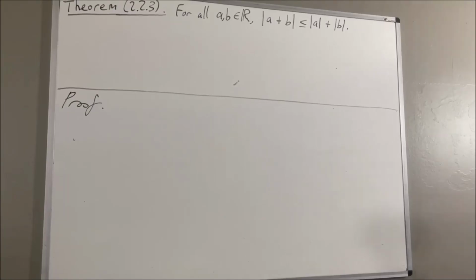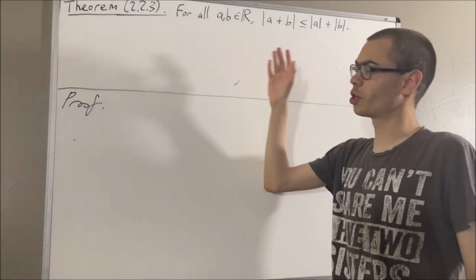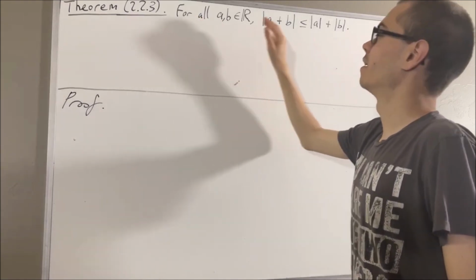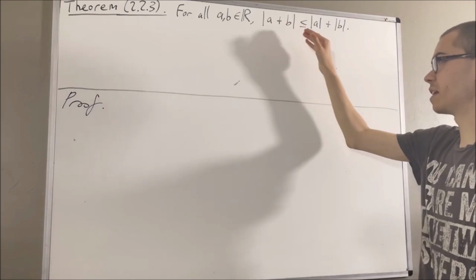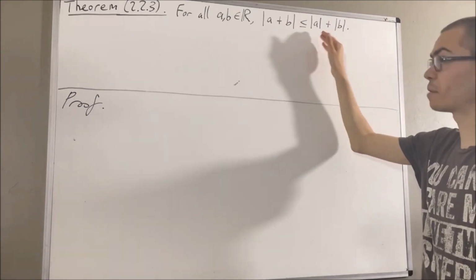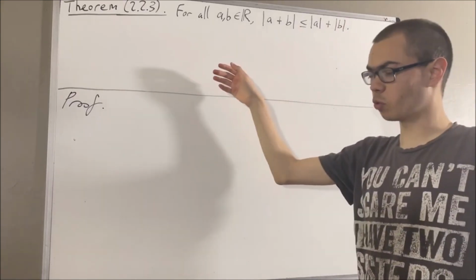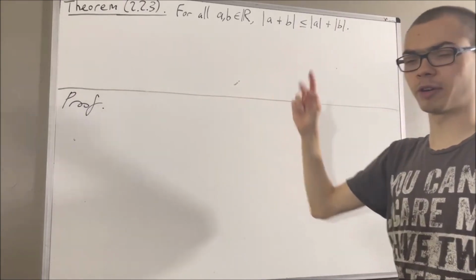Hello! In this video, we are going to prove the following theorem. For all real numbers a and b, the absolute value of a plus b is less than or equal to the absolute value of a plus the absolute value of b. Now, in proving this theorem, we are going to rely on two preliminary results.